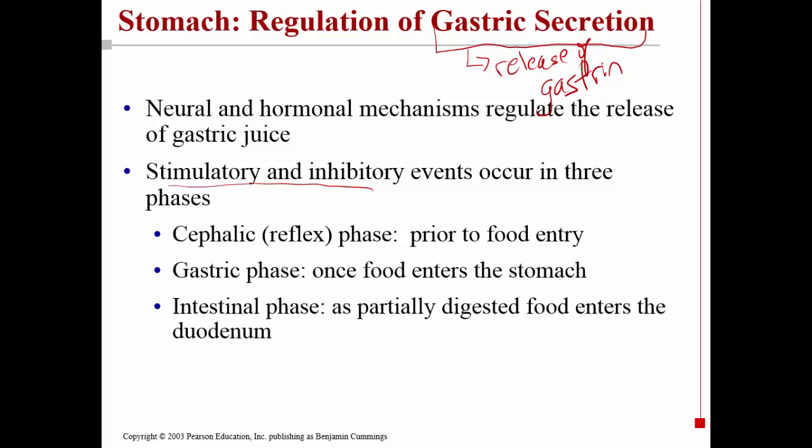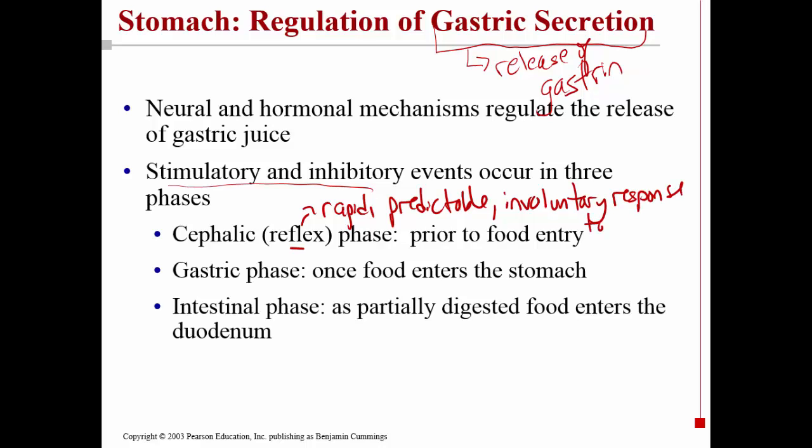And you might remember from A&P 1 that a reflex is a rapid, predictable, and involuntary response to a stimulus. In A&P 1, we talked a lot about reflexes that involved skeletal muscle. So things that trigger the contraction of skeletal muscles that you're not in control of. And the same thing happens every time, and it's very quick. And often you're aware of it.